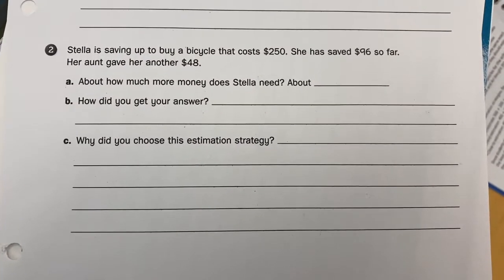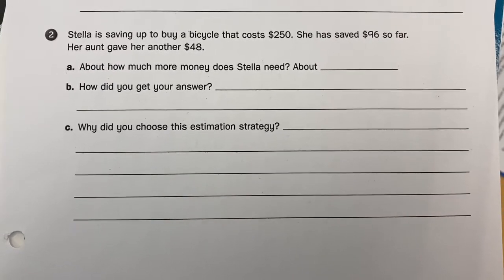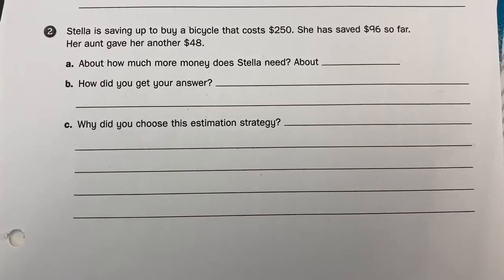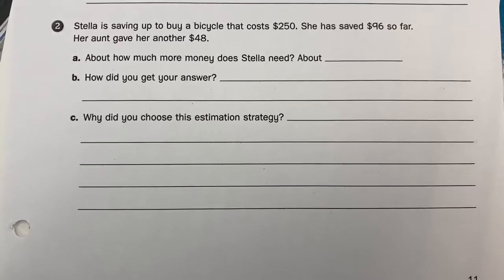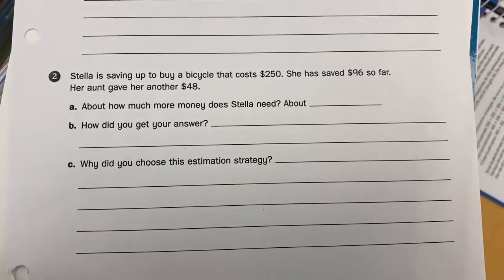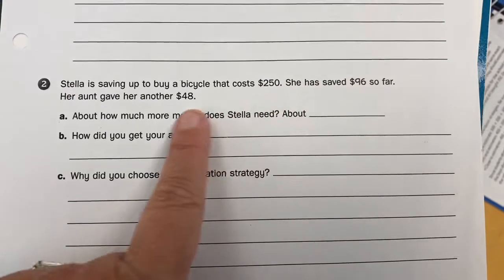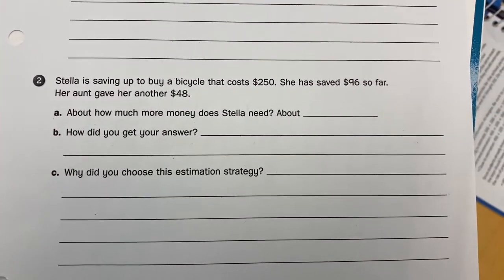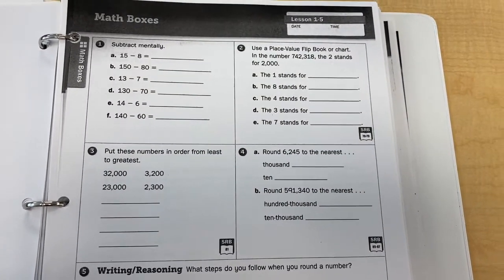Number 2 says, Stella is saving up to buy a bicycle. It costs $250. She has $96 so far, and her aunt gave her another $48. About how much more money does she need? I may change the questions a little bit, so just look and see what I had online. But what I want you to see is, what is this close to? Round it to the tens. Round this one to the tens, and we'll find out how much she has, and then you'll tell me how much more she needs.